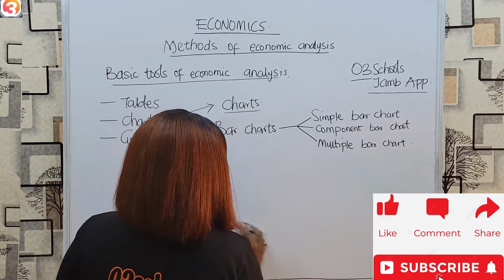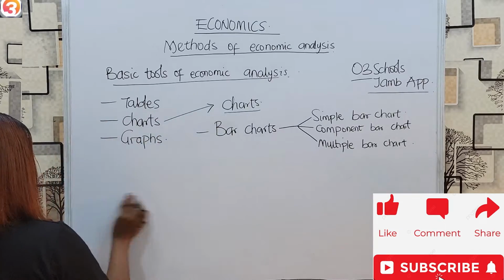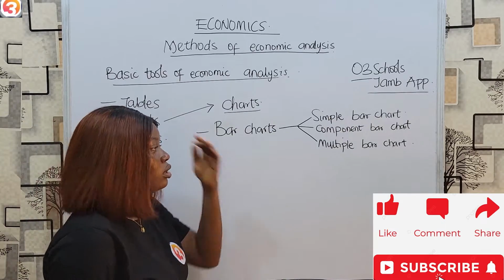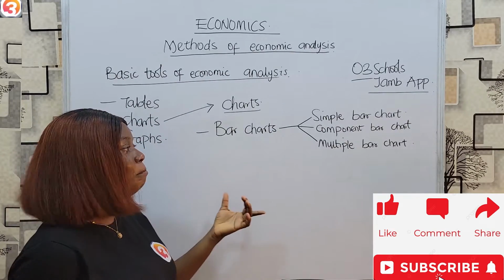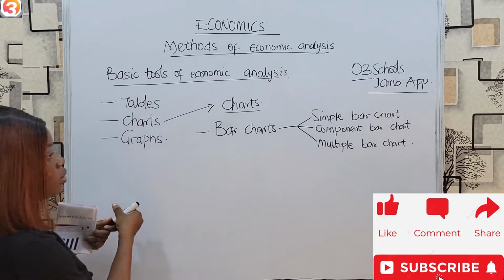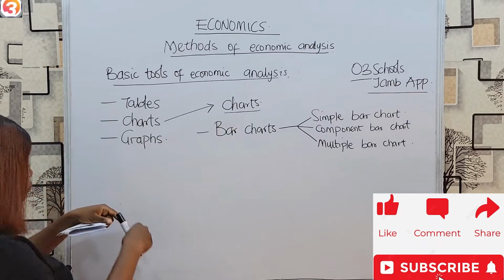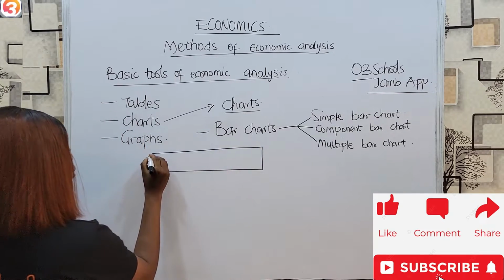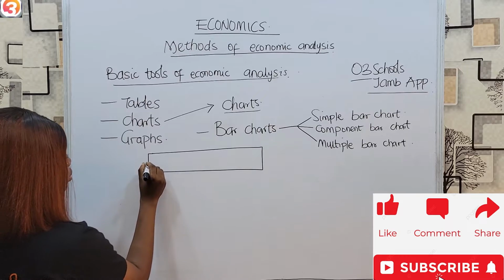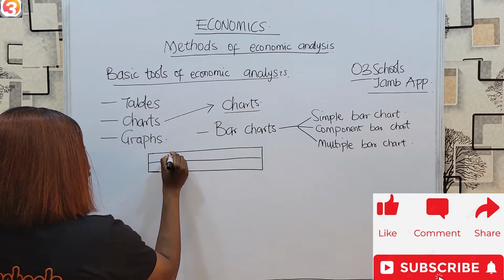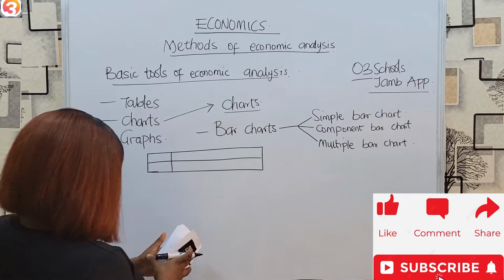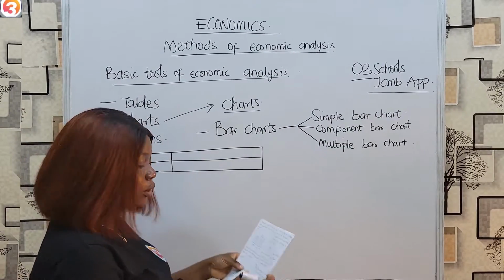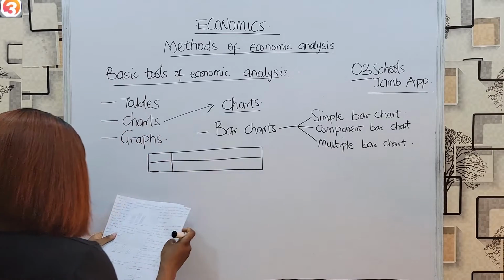A simple bar chart. In a bar chart, elements are represented in bars. For example, let's take this table. Given economic data. Let's look at the table from here. We're going to be looking at a lot of tables, so permit me, I wrote them down. We're going to be looking at a lot of tables.